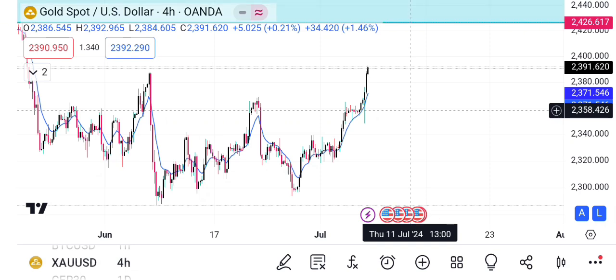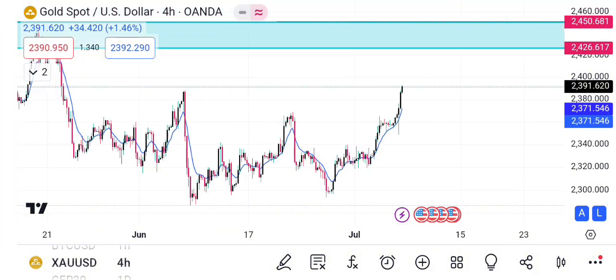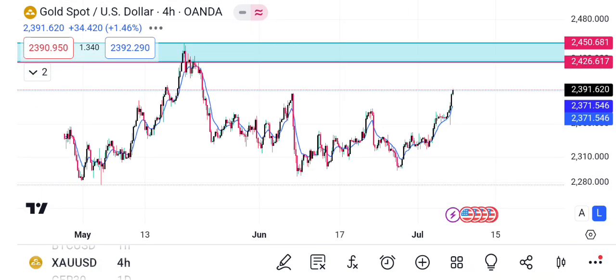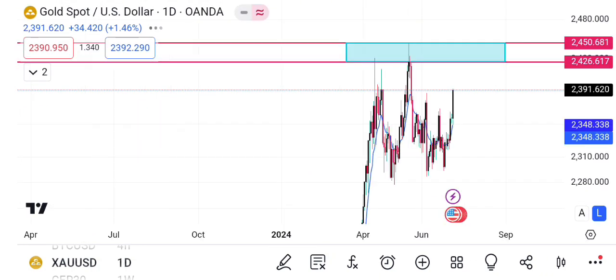So on gold, since we know that the dollar index is selling, gold is buying. Let me just now analyze gold properly for you guys.